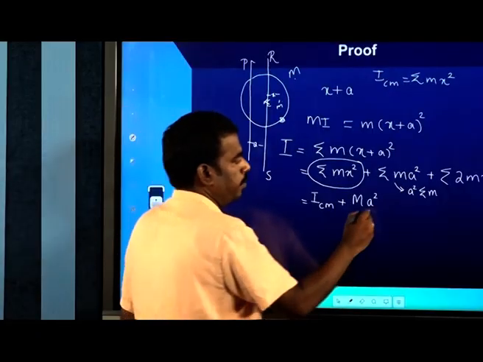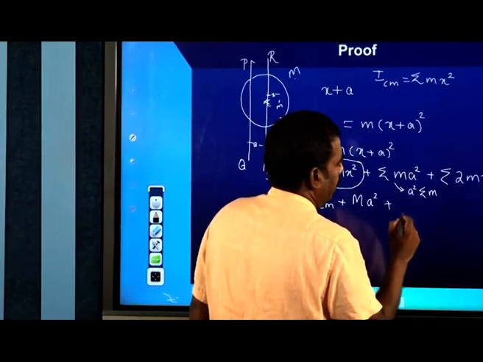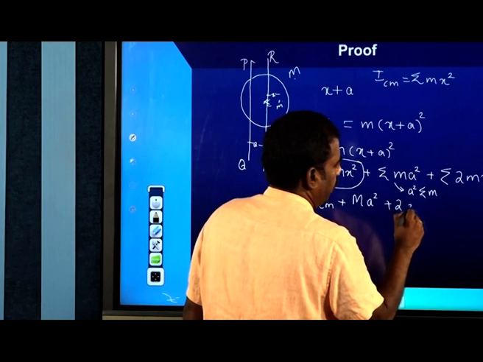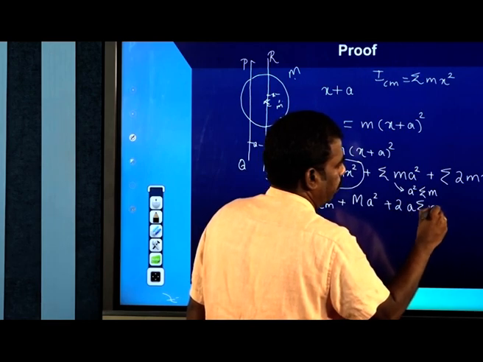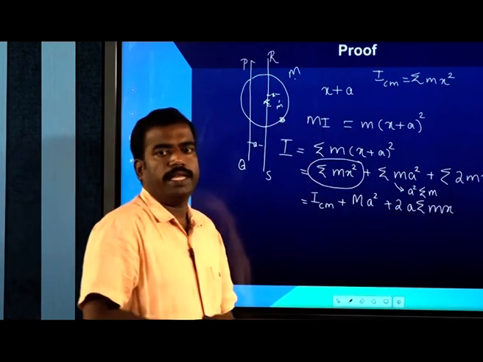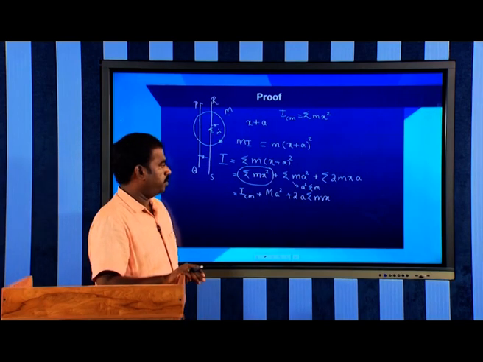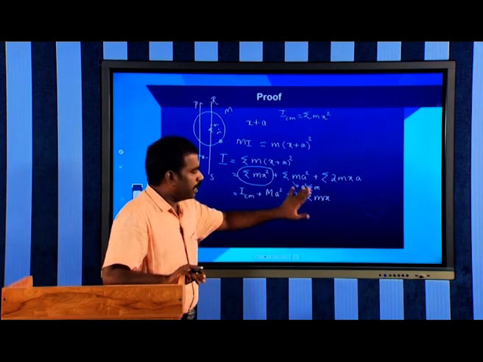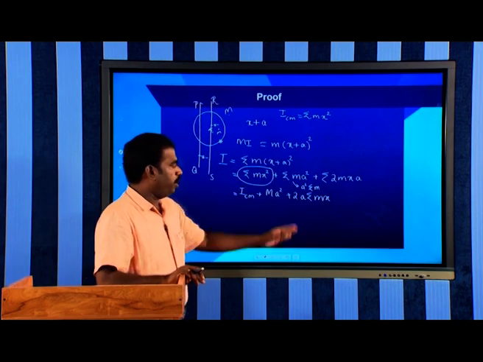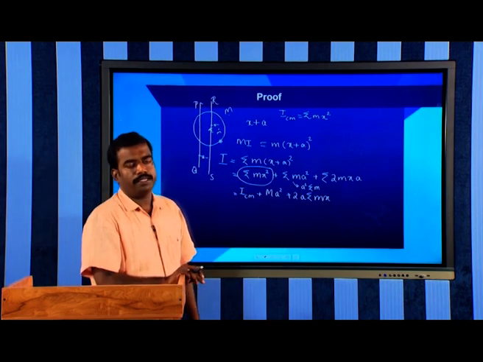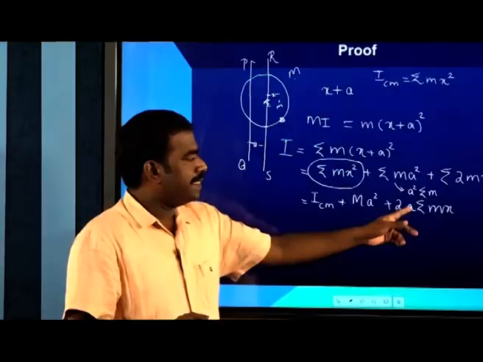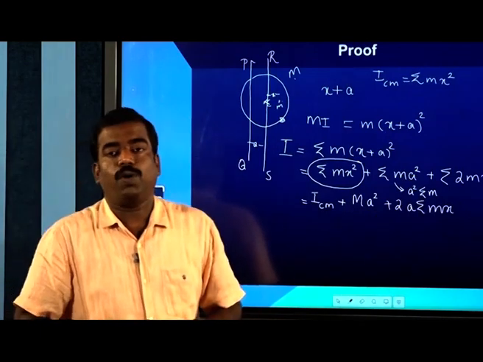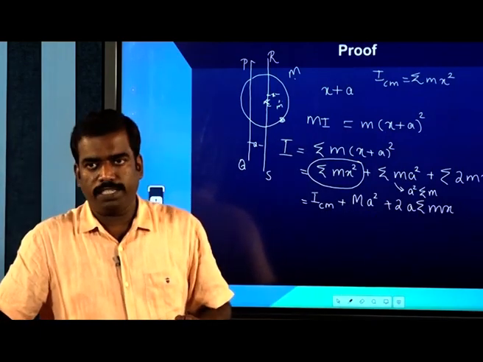And the third term here, 2a is constant. So, 2a into sigma mx. So, there is an additional third term. We need to know what is the value of that third term. And this sigma mx is called the moment of mass about the center of mass.